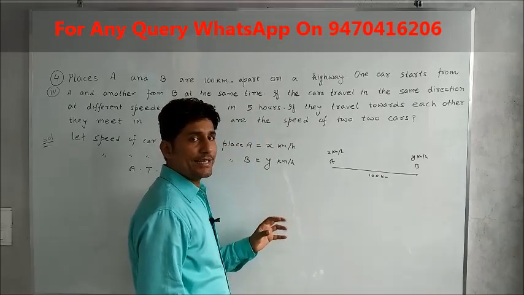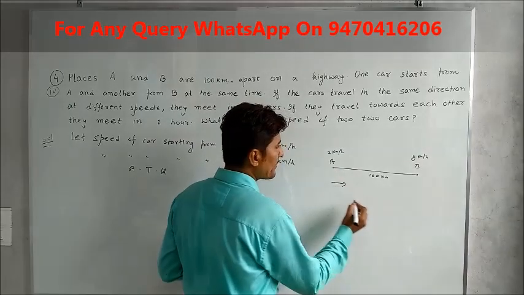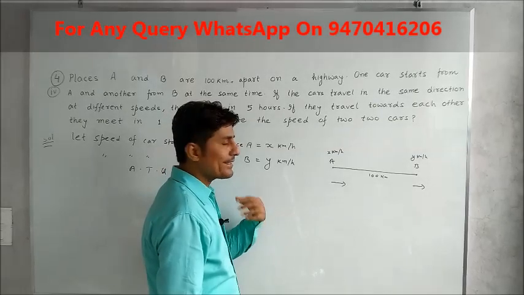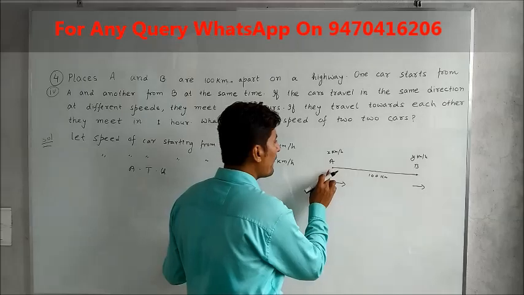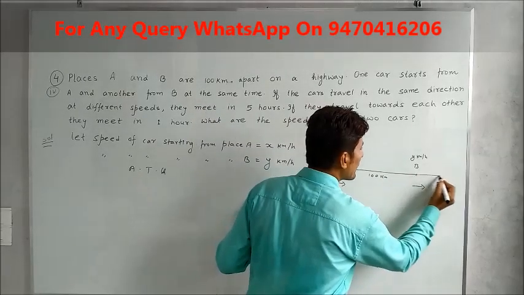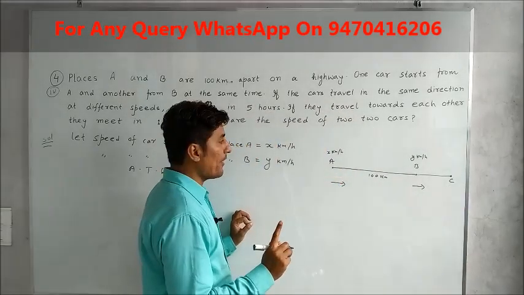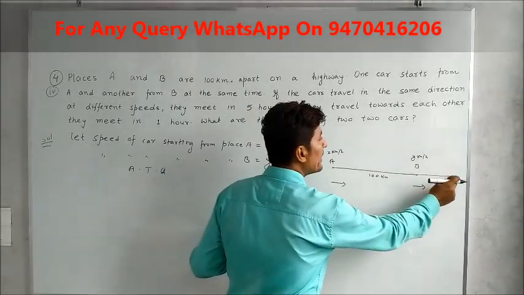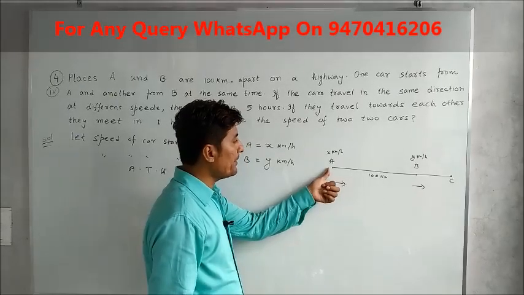If they travel in the same direction, it means suppose car A is traveling towards the right side, then B will also travel towards the right side. If they travel in the same direction, they meet in 5 hours. Suppose after 5 hours, the car starting from point A reaches point C. So the total distance traveled by the car starting from point A is AC.